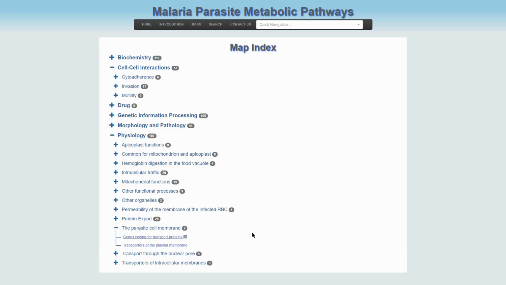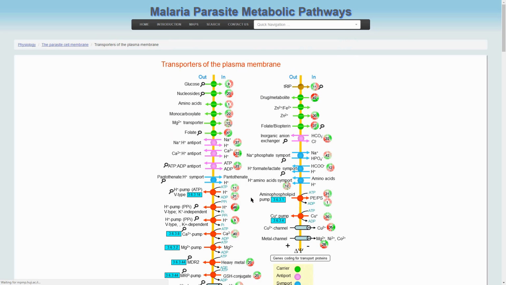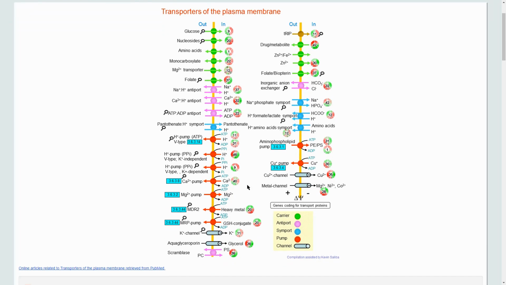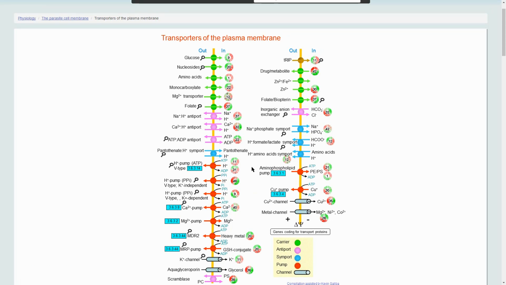So let's go to parasite cell membrane, and here we press on transporter of the plasma membrane, and we see many transporters which are embedded in this membrane. In green here you have carriers, in magenta you have antiporters, which are linked to proton transport and the ATP-ADP transporter. In red you have the different pumps, and low here you have the different channels, and where the transport of proton is associated with the co-transport of sodium or amino acid.